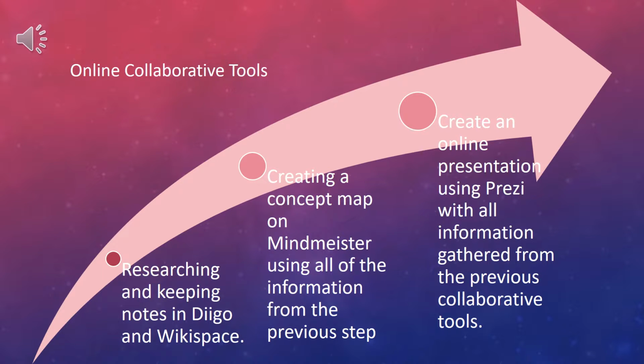All the uses of these online collaborative tools throughout the entire project, both as a whole group and a small group, researching and keeping notes in Diigo and Wikispace at their leisure, creating a concept map on MindMeister using all the information from the previous step, and then Wikispace will keep their information organized. Using all the information from the previous step will allow them to organize how they want to complete their final project. Finally, they will create the online presentation using Prezi with all the information gathered from the previous 2 steps of using Diigo, Wikispace, and MindMeister.